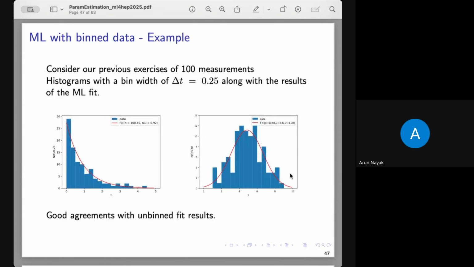Now let us see some examples. We can consider again our previous example with exponential distributions and Gaussian distributions with the same number of 100 measurements. In this case it is binned with a binning size of 0.25, and you can see that even in this case the parameters you get are consistent with what you got from the unbinned likelihood fit.